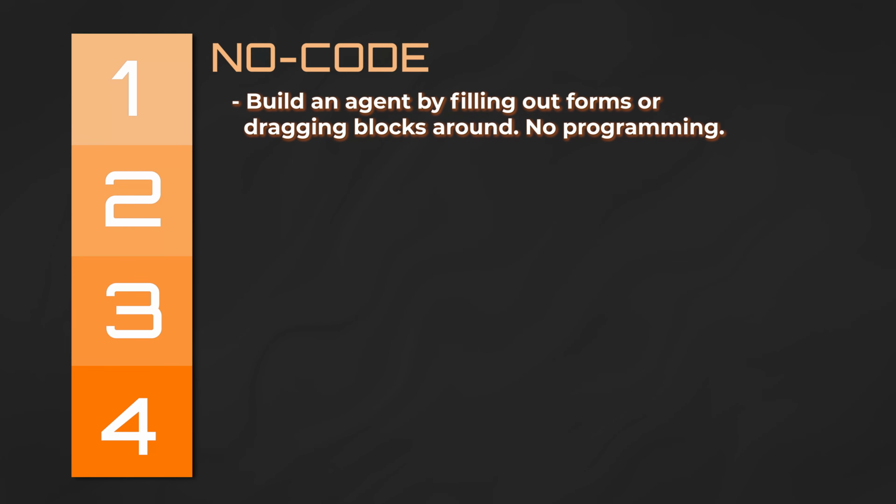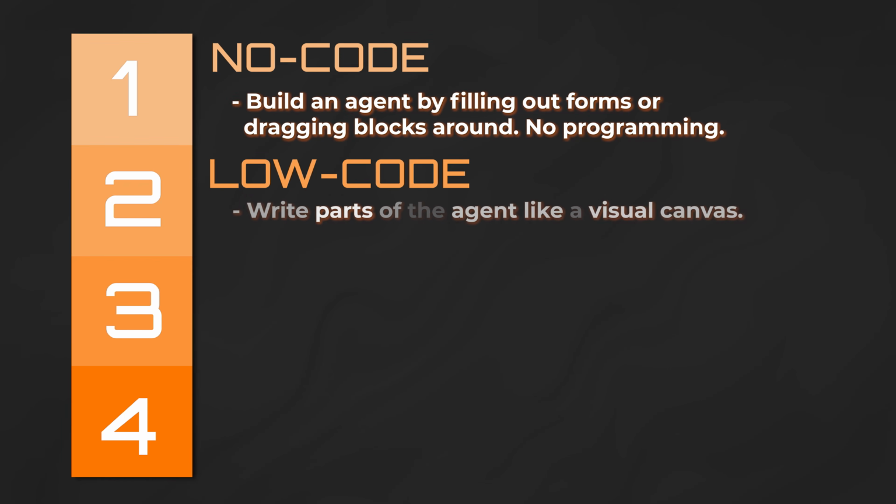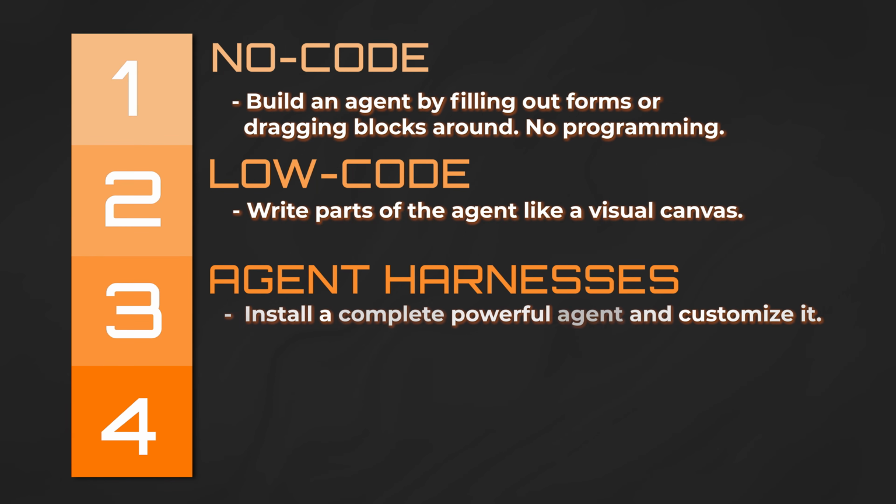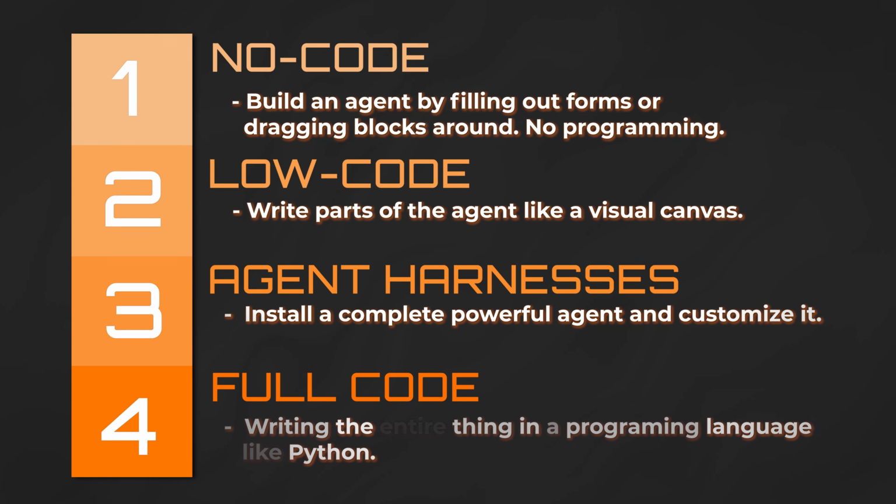No programming, you don't need to be technical. Now below that, you have what I consider low-code tools. That's where you can write parts of the agent, using like a visual canvas, etc. Then you have agent harnesses. This is where you can install a complete, powerful agent and customize it. And then fully at the bottom here, we have full code, where you're effectively just writing the entire thing in a programming language like Python.